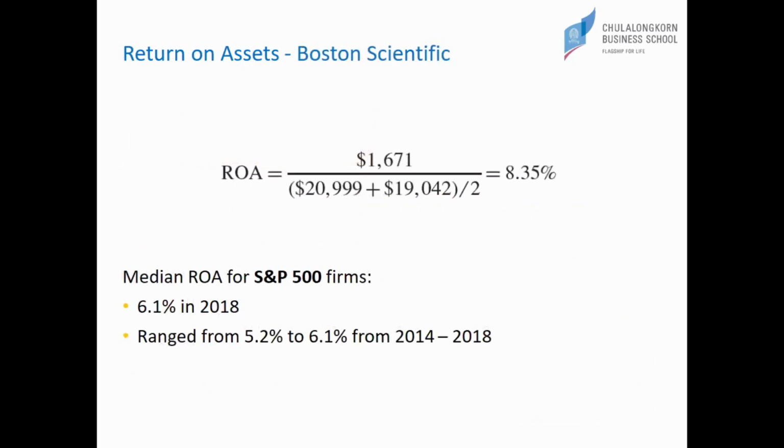So we can easily calculate the ROA for Boston Scientific using the numbers from their financial statement. And the ROA for this company was 8.35%. And comparing it to the median ROA for the S&P 500 of 6.1%, you can see that the return is much higher than the median. So it has been doing well. And also comparing it to the previous trend between 5.2% to 6.1%, you can still see that their profitability is very, very good, well above this range.